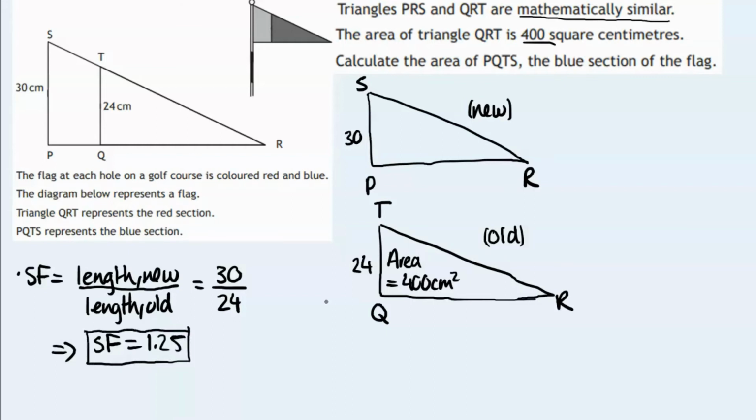We found the scale factor. Now what we need to do is use the scale factor to find other information about the new shape. So in this case, we're asked to calculate the area of PQTS. Okay, so that's just part of a triangle. So how I would do it is I would calculate the area of the new shape, the larger triangle, then I would take away the area of the old shape, and then that will give me area PQTS, okay?